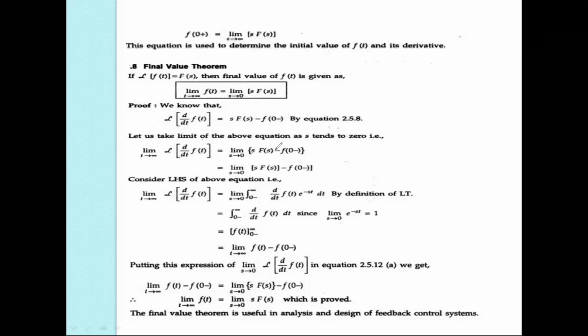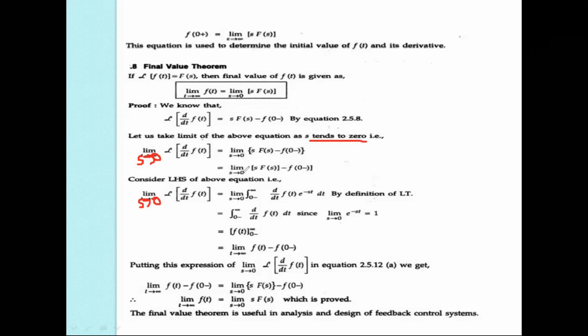Now, take both sides, limit s tends to 0. This is limit s tends to 0, and this one is also limit s tends to 0 only. Take the limit s tends to 0 on both sides of this equation. So limit s tends to 0 of the Laplace transformation of d by dt f of t is equal to limit s tends to 0 of s into F of s minus f of 0 minus.